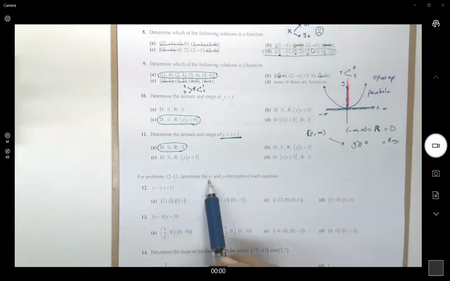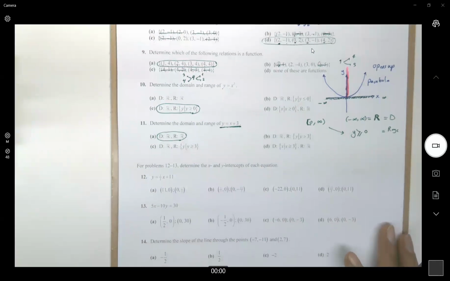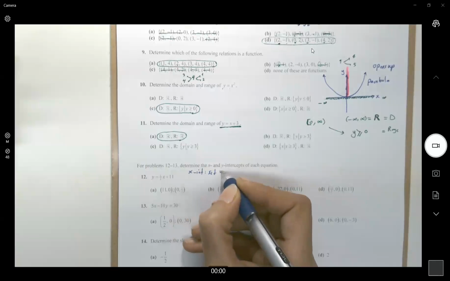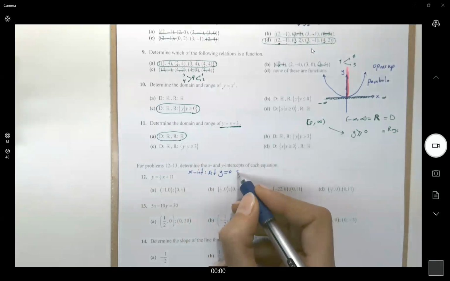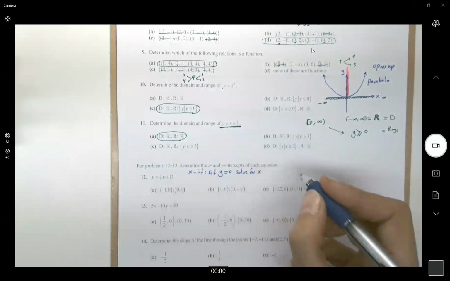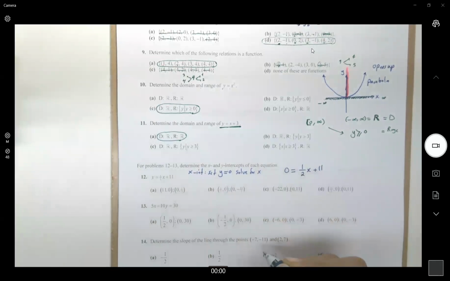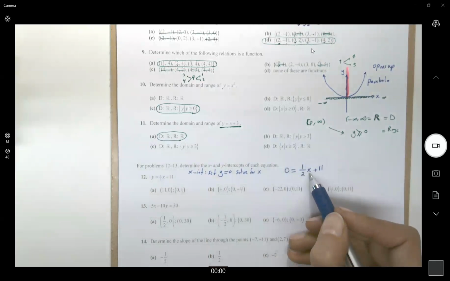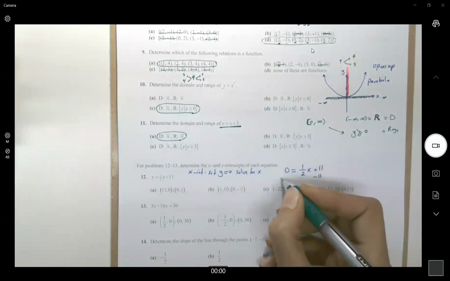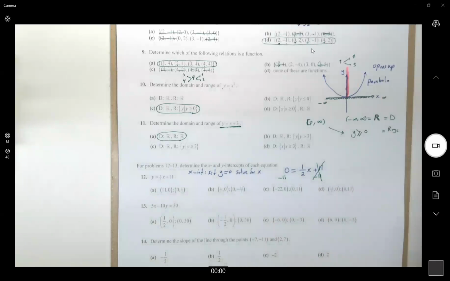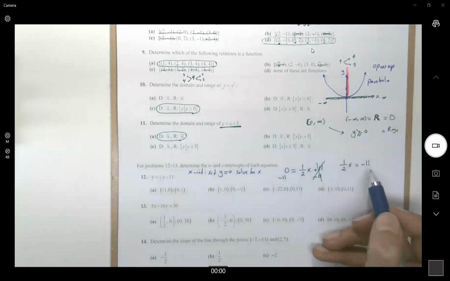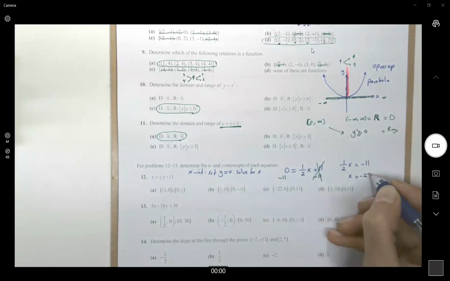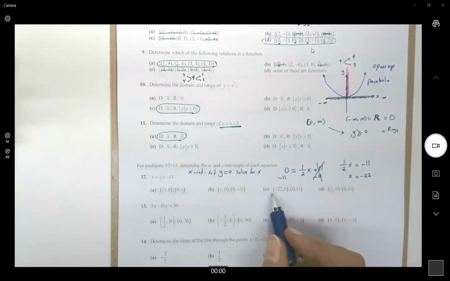For problem 12 to 13, determine the x and y-intercept. To find the x-intercept, set y equal to 0 and solve for x. So if I set y equal to 0, I get 0 equals a half times x plus 11. Here I have an equation. I have a number on the left and some terms on the right. I'm going to isolate x. So we're going to subtract 11 from both sides. We can cancel out 11 minus 11. So a half x becomes negative 11. Now, to get rid of this 2, we multiply both sides by 2. So x becomes negative 22. So far, the correct answer seems to be negative 22 and 0 for my x-intercept.